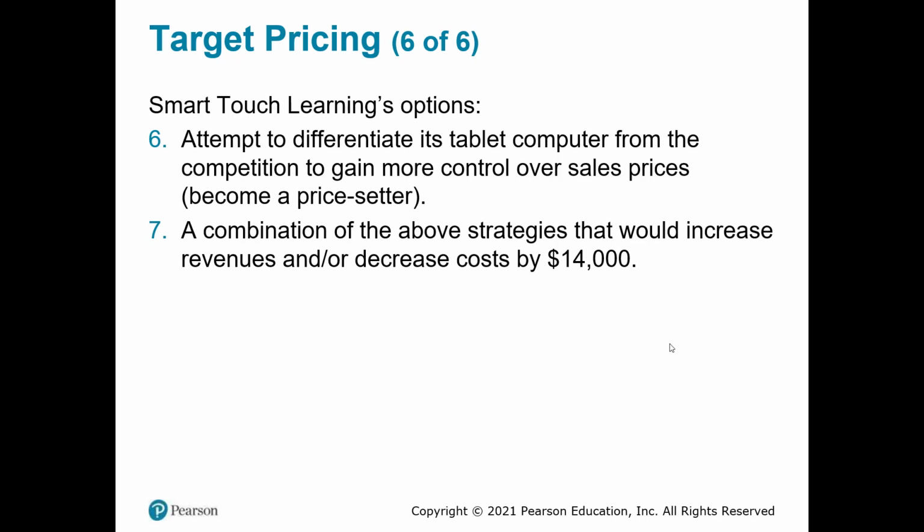Maybe we'll slightly differentiate our product. Maybe we'll get some cheaper parts for it to reduce our variable costs, and maybe we will market a little more to help increase some of our sales volume. You can mix and match from the different strategies. But in the long run, if our investors are unwilling to accept that lower rate of return on our assets, we need to find some way in combination to increase our profitability by that $14,000.